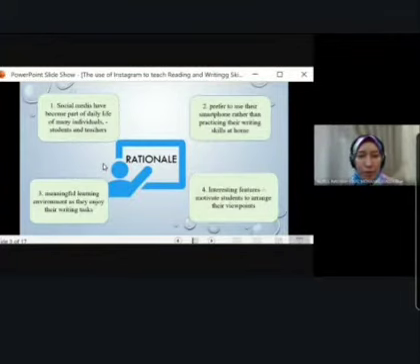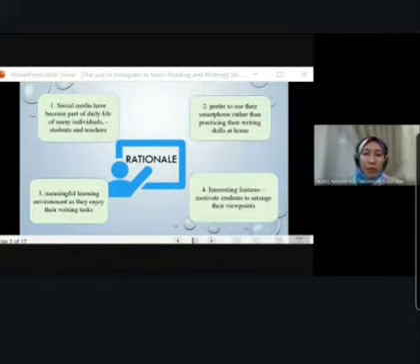And this method also can promote a meaningful learning environment as they enjoy their writing task. Because of the interesting features in Instagram, such as Instagram stories and writing photo captions, it helps students to get better ideas and complete their writing task. And last but not least, because of these interesting features, a student will feel motivated and will be able to arrange their viewpoints by using the stimulation through videos and pictures in Instagram. Other than helping them to arrange their viewpoints, it also can overcome their blank page syndrome.